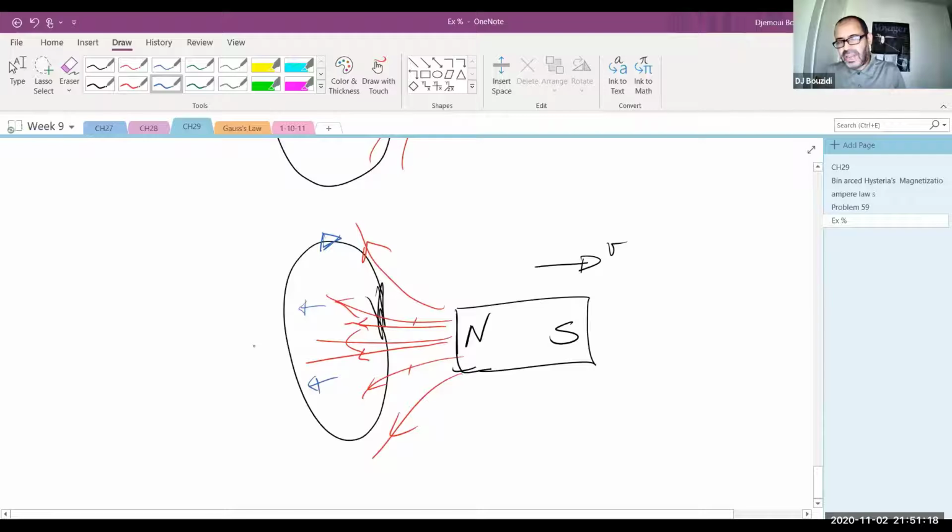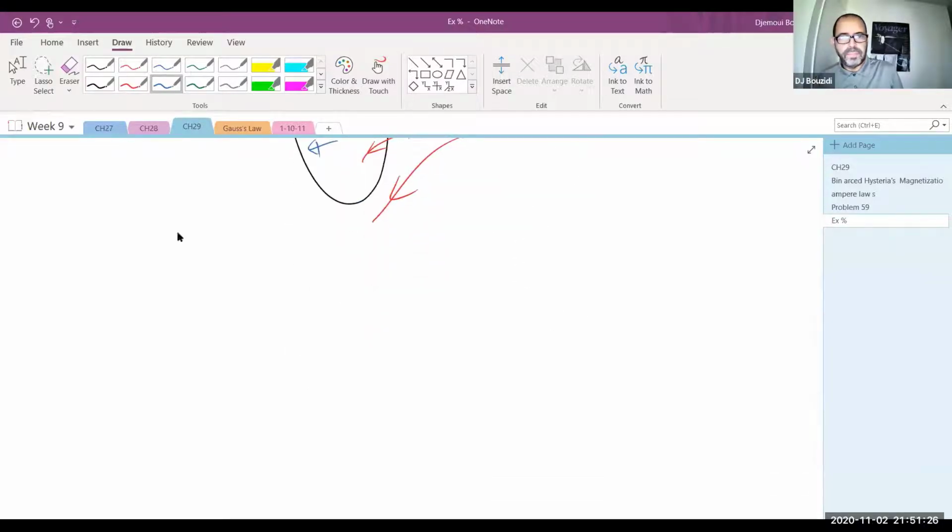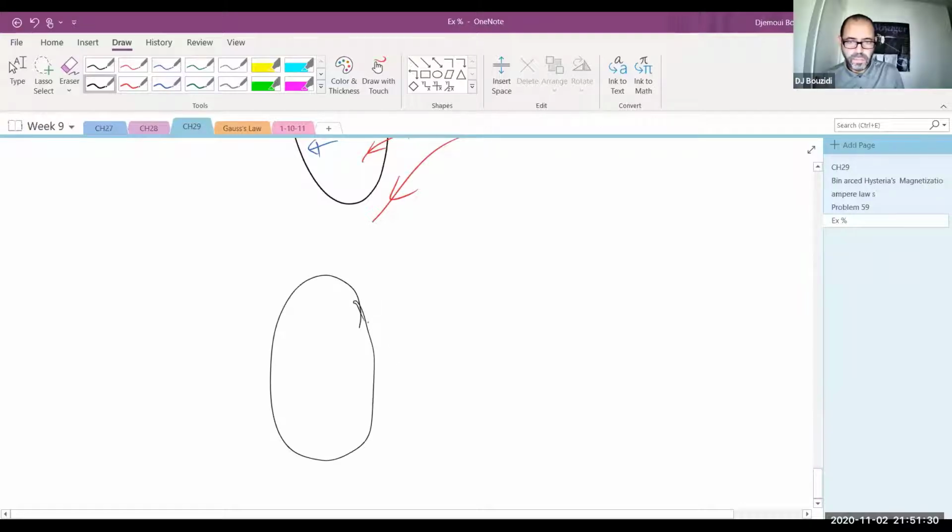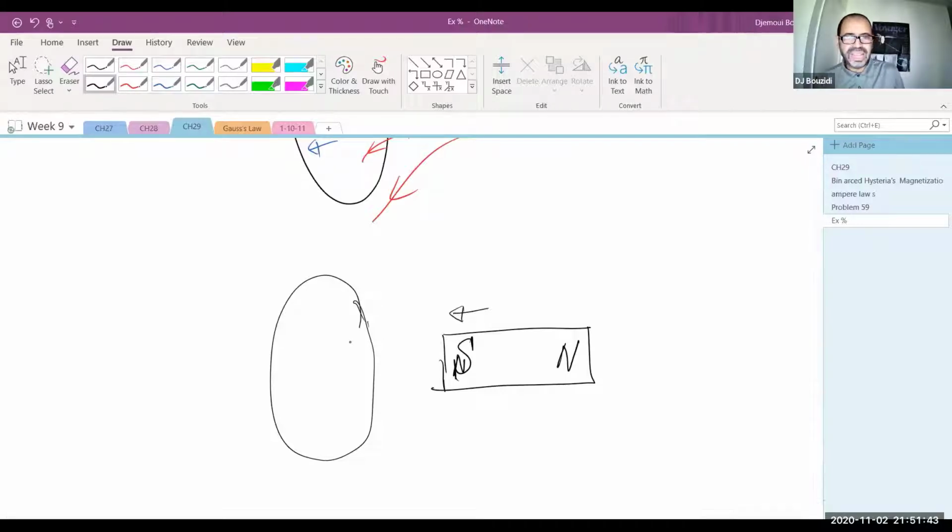Now, if you take the magnet and flip it around, I think this is usually explained in the textbook. So I'm going to go back into the same situation, and I have my magnet now flipped. So the south pole is this way, and the north pole is this way. I'm moving the magnet in this direction. So now the field lines are going into the magnet because it's a south pole.